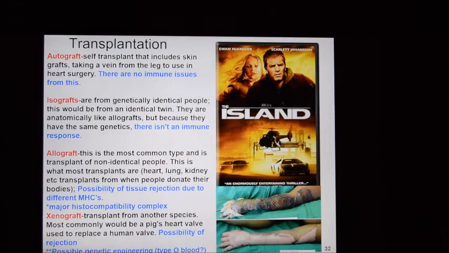All right, then there are transplantations. So in the realm of transplantations, there's a lot that can be happening here.